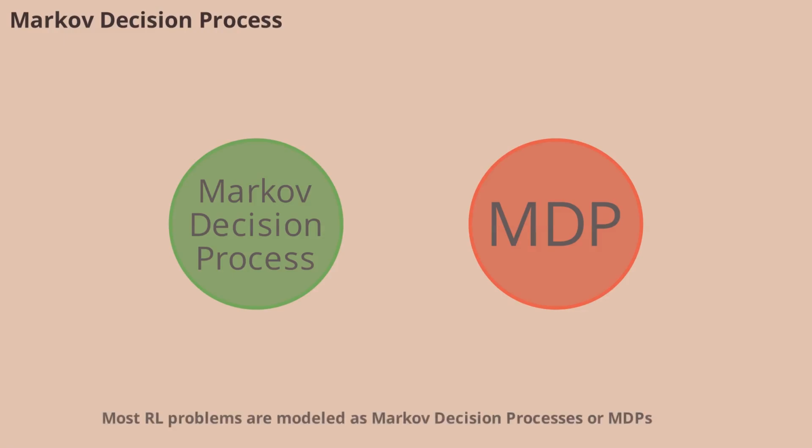Most RL problems are modeled as Markov Decision Processes, or MDPs. An MDP provides a mathematical framework for modeling decision-making, where outcomes are partly random and partly under the agent's control. It consists of states, actions, rewards, and transition probabilities. Understanding MDPs is crucial for grasping how RL algorithms work under the hood.